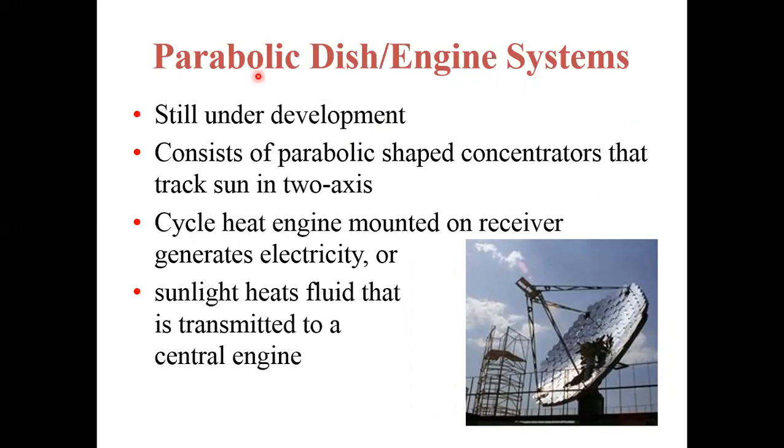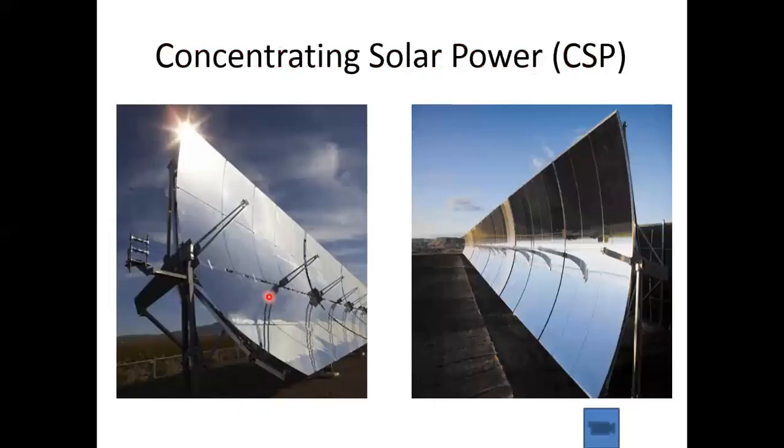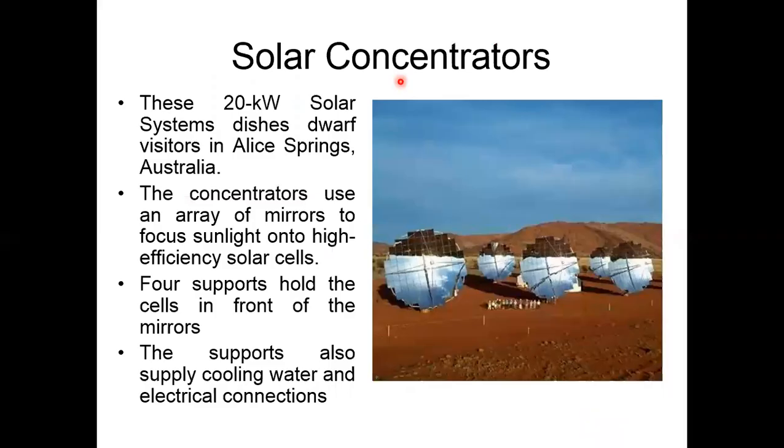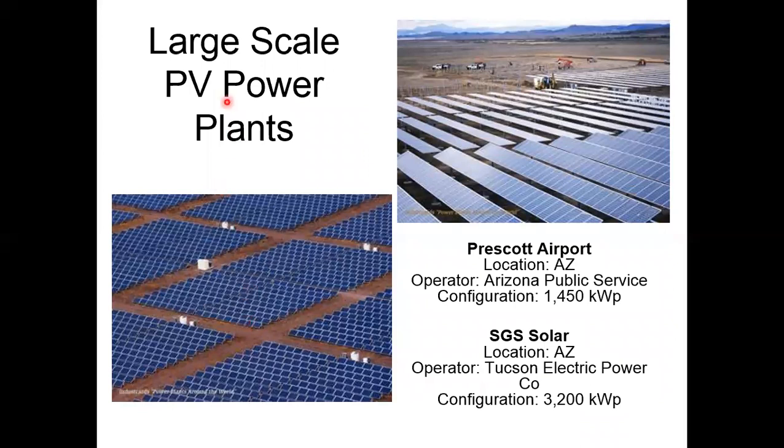Then there are other types, that is the parabolic dish. They are still under development. CSP, concentrating solar power, is also there. Then we have the solar concentrator. If you see the diagram, that is a 20 kilowatt solar system of dishes in Australia. These concentrators use an array of mirrors to focus sunlight onto a high efficiency solar cell. We can also use solar scale photovoltaic power plants.